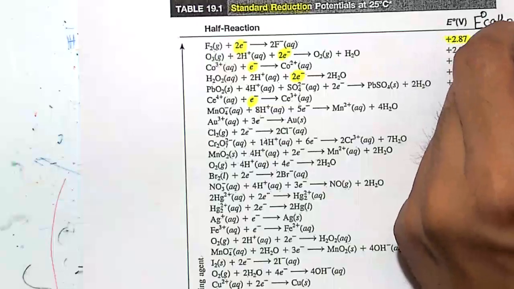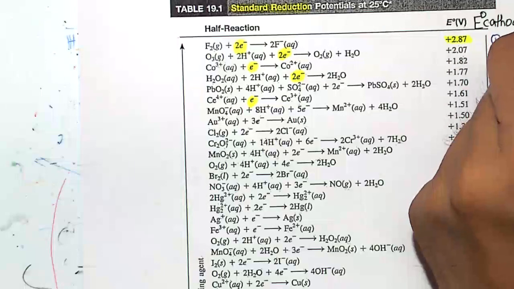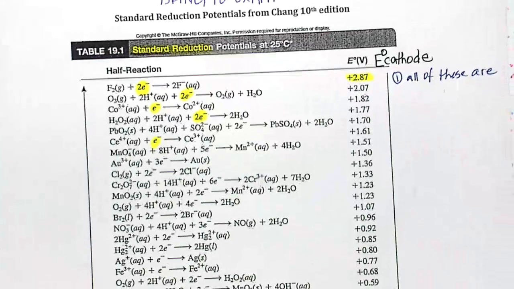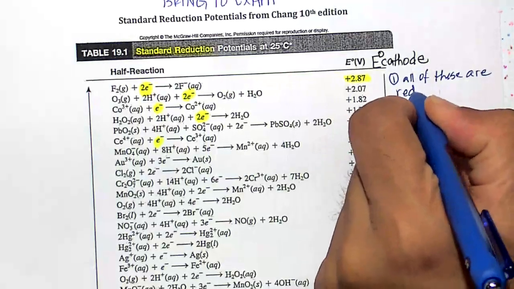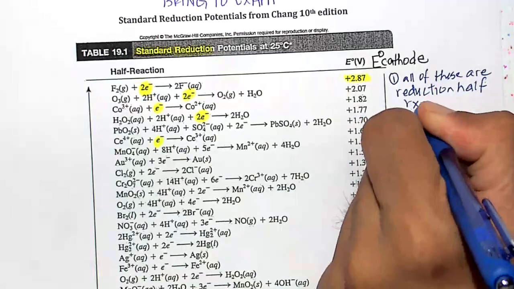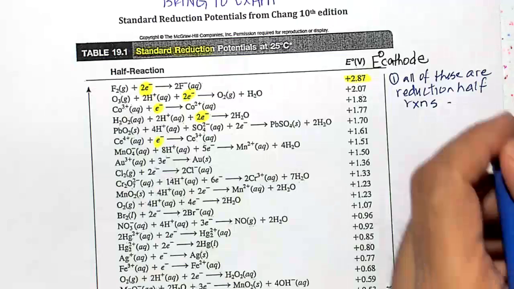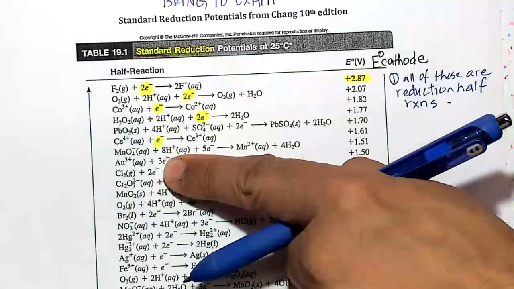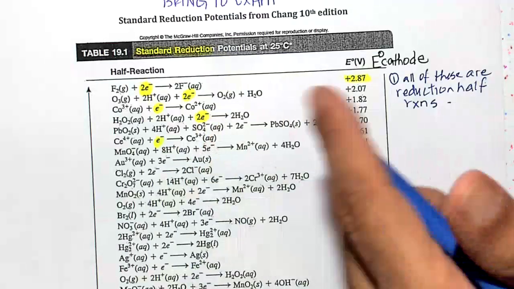So that's point one. Point one is all of these are reduction half reactions, not full reactions, half reactions. Which means they're gaining electrons. See how they're gaining electrons? This one gained 3. And this one gained 3 to become Au solid.